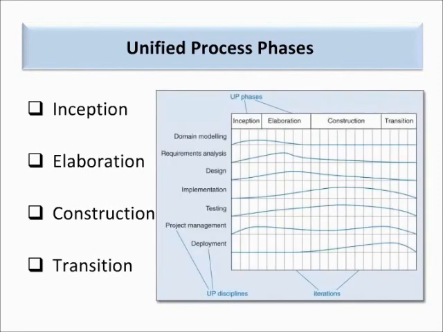The figure is only illustrative of what a UP project would look like. The columns represent iterations. For each discipline, the relative effort is represented throughout the UP phases and their iterations. For instance, most of the domain modeling occurs in the early iterations of the inception and elaboration phases, while most of the implementation occurs within the construction phase.